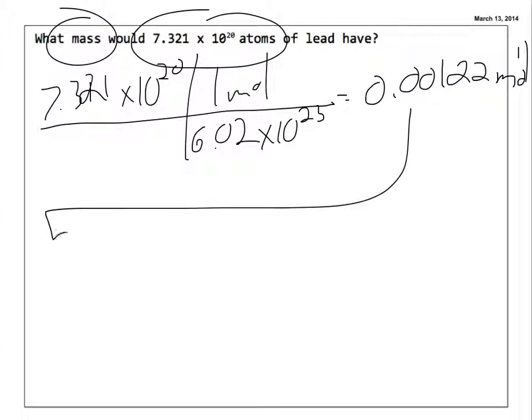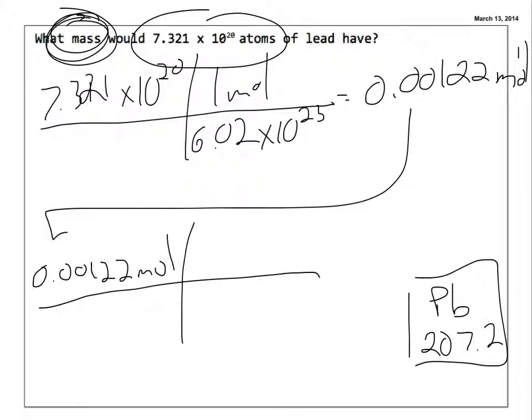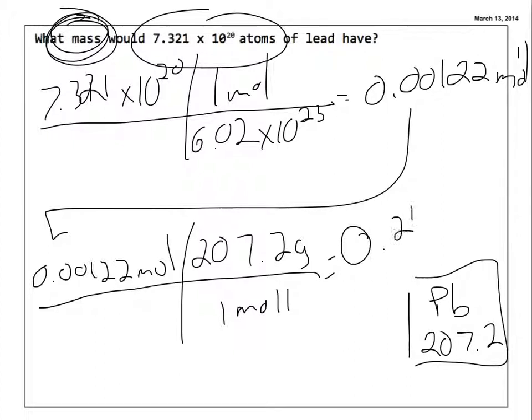We take that answer, 0.00122 moles, and now we need to convert to grams, because that's what the question is asking for. So we need the molar mass of lead. That's element symbol Pb, and it's another heavy element like tungsten, heavier than tungsten, 207.2 grams. So we're multiplying 0.00122 times 207.2 grams per 1 mole. So we end up with 0.253 grams of lead.